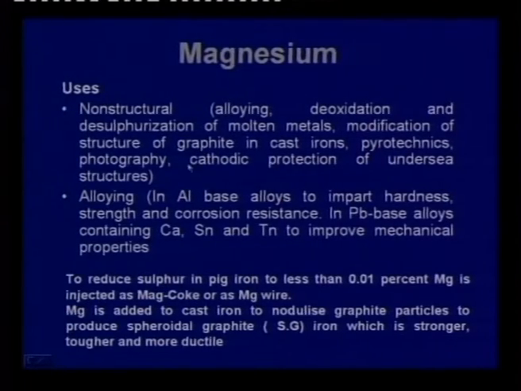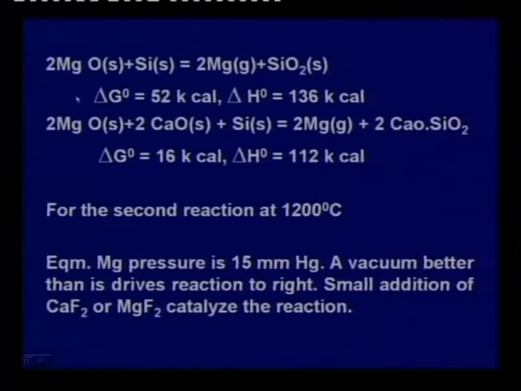Magnesium we have talked about its uses, and then we have seen that essentially the process depends on dolomite decomposed to produce MgO and CaO, reduced by ferrosilicon or silicon. Magnesium comes out as a vapor, and the reaction is made possible by taking out the vapor continuously by a vacuum.